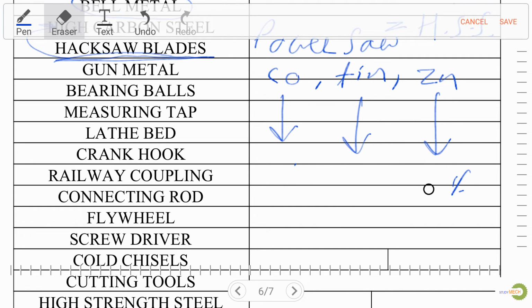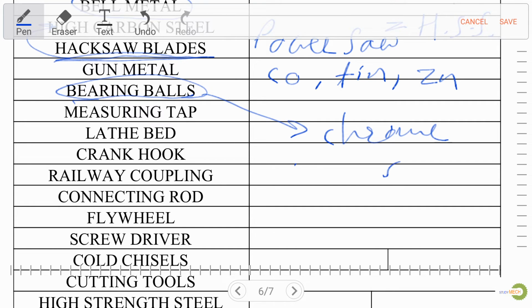Now bearing ball. Bearing balls are made from chrome steel, and next is measuring tape. Measuring tape is made from flexible steel or high carbon steel or high quality steel.